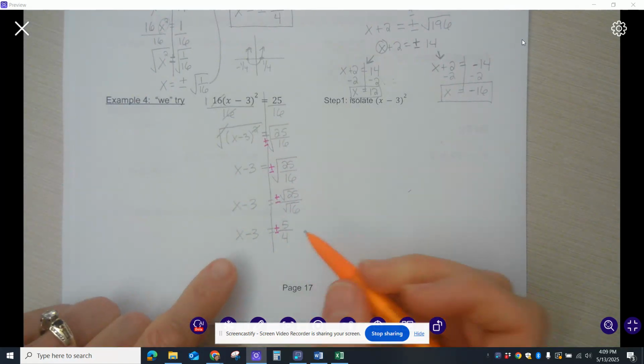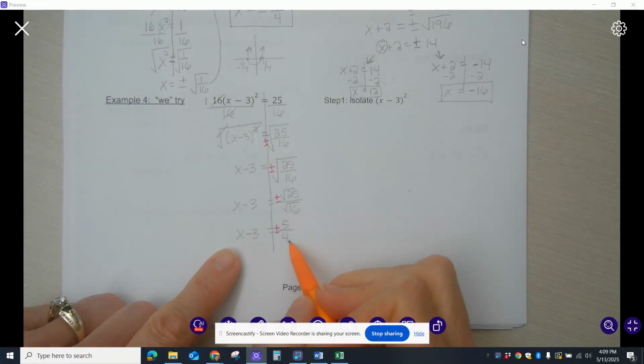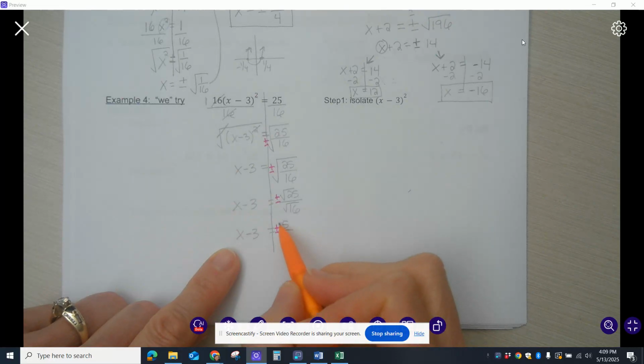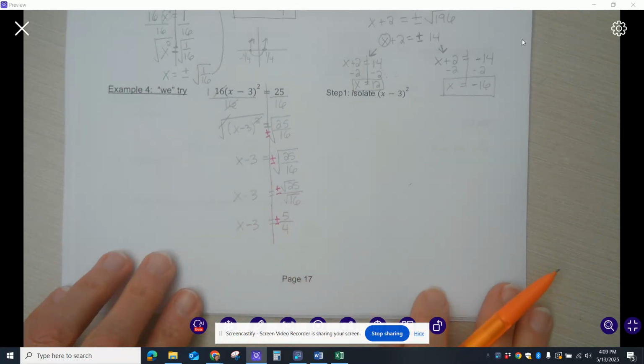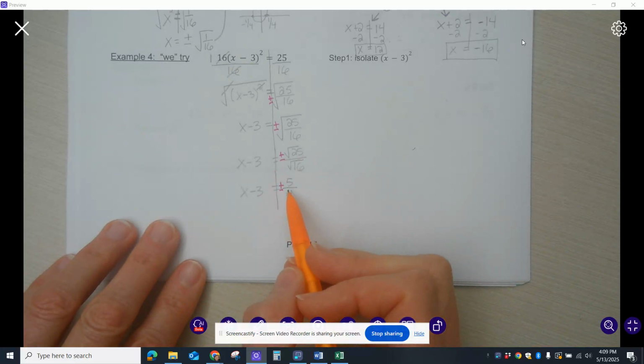You know how I figured it out? Because I knew I was going to get 2 answers. And if I don't have my plus or minus, I'm not going to get 2 answers. So there are my 2 answers.